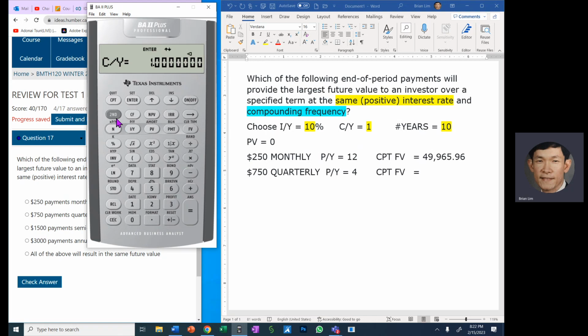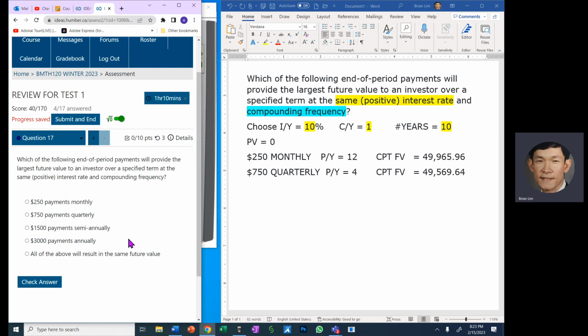Okay, so then we're finished. P/Y is 4, C/Y is 1. So we come out of there, and 10 years, remember we decided 10 years, so 10, second, and N is now 40. Now the present value is still 0. That will not change. The payment changed to 750. Okay, so now we compute the future value and we get $49,569.64. Right? So that's our second one.